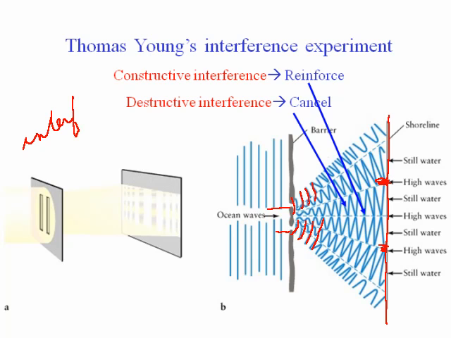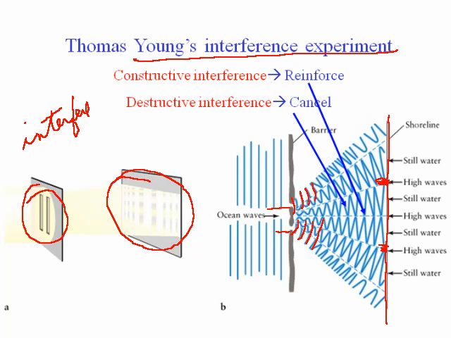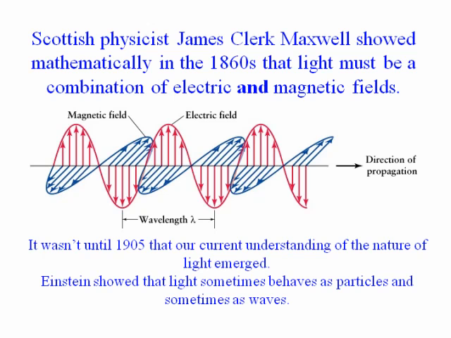This is called interference. So these waves interfere with each other, and they cause very bright spots and very dark spots in light, very much like this diagram shows over here with light coming through two openings, we get interference. And so this is a demonstration. Young's interference experiment demonstrated that light acts like a wave, and so we're going to treat it like a wave for us.